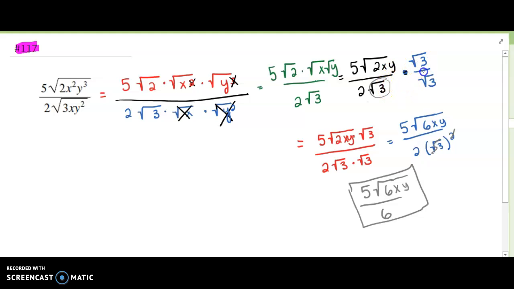Okay, so I'm going to multiply by square root of 3 over square root of 3, and when I do, I get 5 square root of 6xy over 2 times square root of 3 squared. Remember, anything square root and then squared, those cancel each other out because they're inverse operations. So the bottom is just 2 times 3, which is 6. So this should be your final answer.